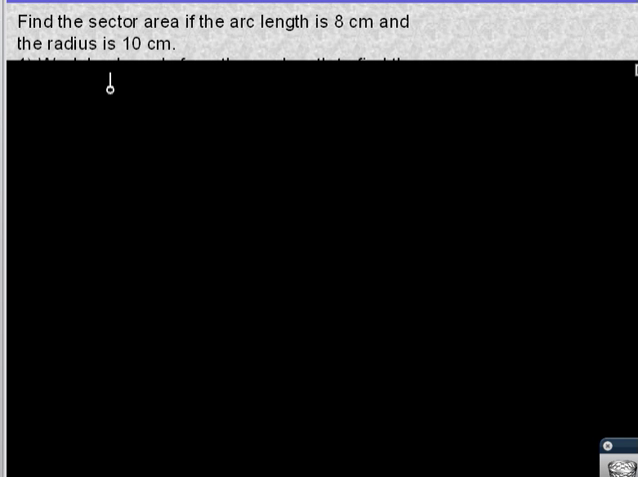Find the sector area if the arc length is 8 centimeters and the radius is 10 centimeters. So remember, sector area is, well, we don't have the central angle, but it's going to be theta over 2 times the radius squared. We have the radius. What we need is theta. How are we going to find theta? Well, we have the arc length and we have the radius, so we can use the arc length formula, which is S equals theta times the radius.